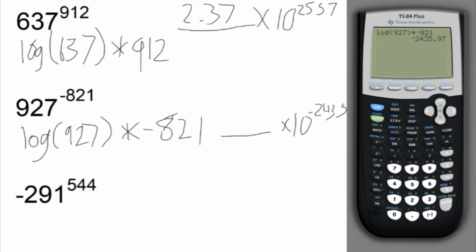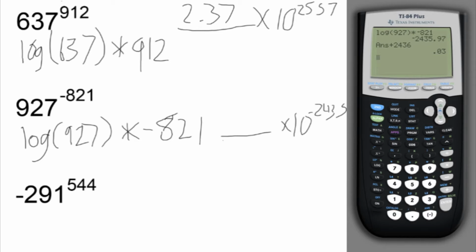So this time, instead of subtracting, we're going to be adding. And instead of adding negative 2,435, we have to add 2,436, so it would be a positive number. So now we are going to add 2,436. And now we have 0.03, which is between 0 and 1.